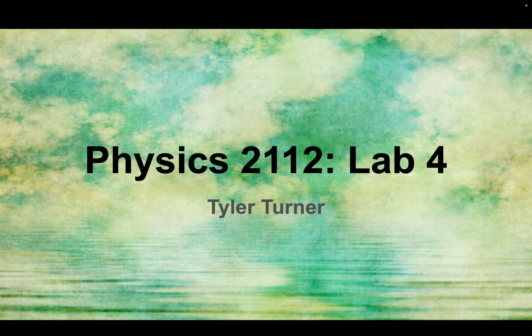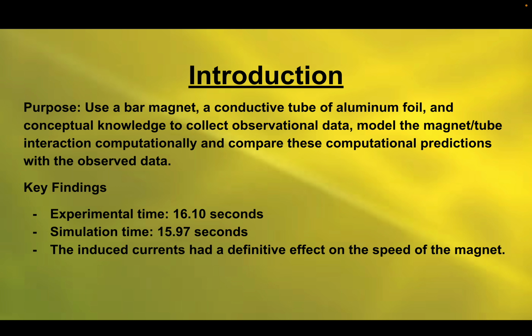Hi, my name is Tyler Turner, and this is my video for Lab 4 for Physics 2. The purpose of this lab was to use a bar magnet, a conductive tube of aluminum foil, and conceptual knowledge to collect observational data, model the magnet and tube interaction computationally, and finally compare these computational predictions with the observed data. There are a few key findings that I'll go ahead and list now in the introduction.